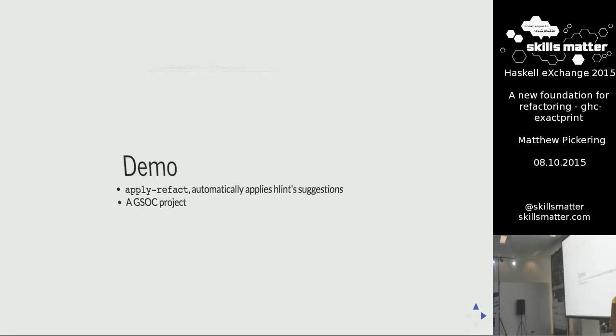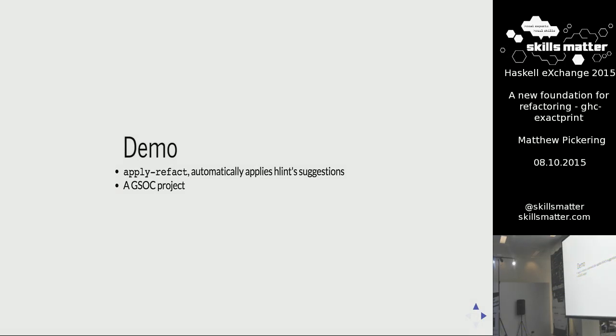OK, so it's probably good to start with a demo of what is now possible with this tool. My Google Summer of Code project this summer was to use the tool to apply HLint suggestions automatically. Most people are probably familiar with HLint. It's a tool which gives you useful suggestions about how to refactor your program so it's more idiomatic or sometimes more correct or just things like that.